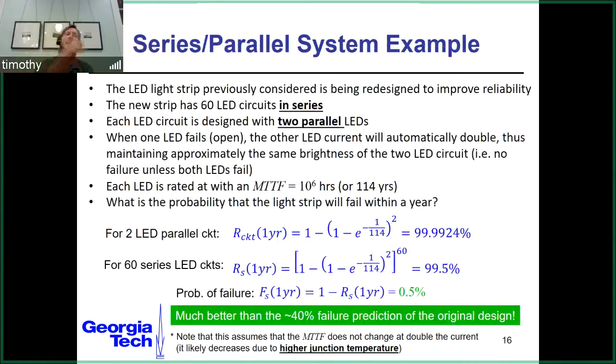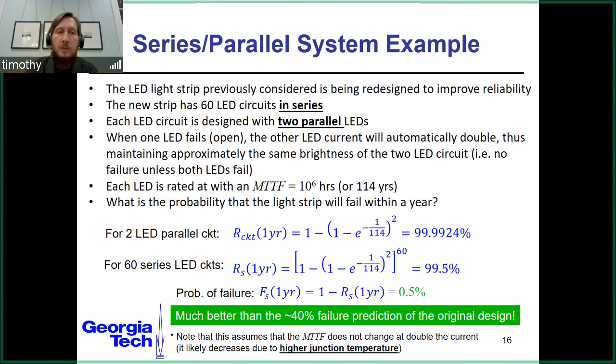So let's go back to the LED example. How can we make that LED string better? Let's say that we redesign it, and now the new strip has 60 LED circuits in parallel. Each LED circuit is designed with 2 parallel LEDs. So now we've actually doubled the total number of LEDs to 120 LEDs, but they're created in a way where there are 60 circuits. Each circuit has 2 LEDs that are in parallel. When we look at this, now we have a series of parallels.